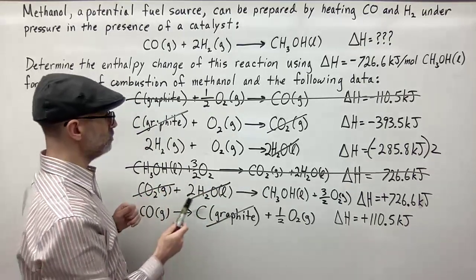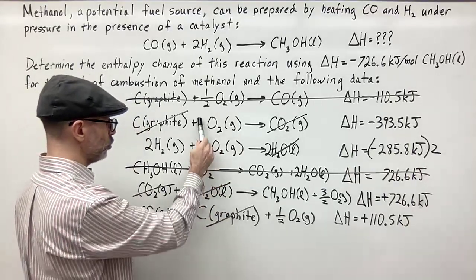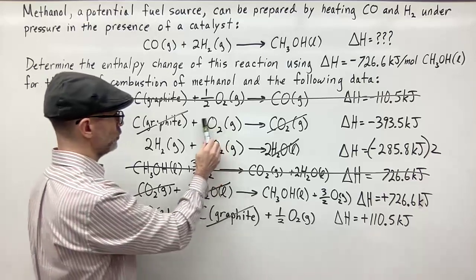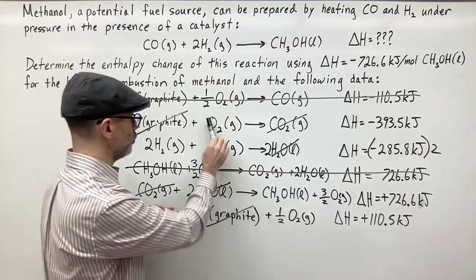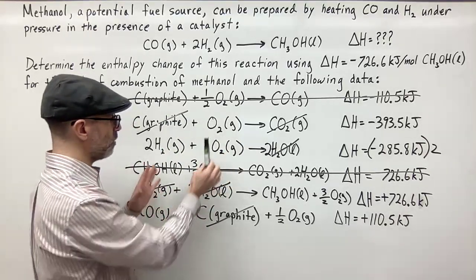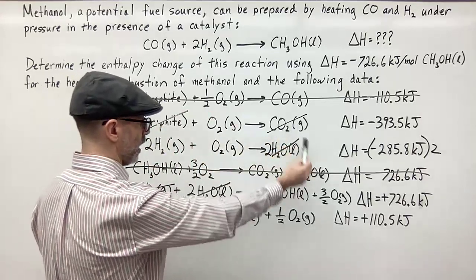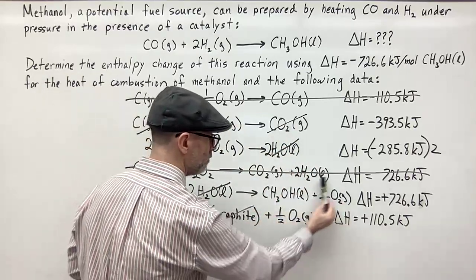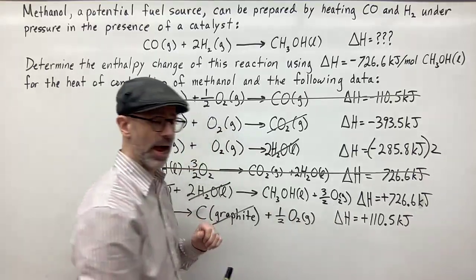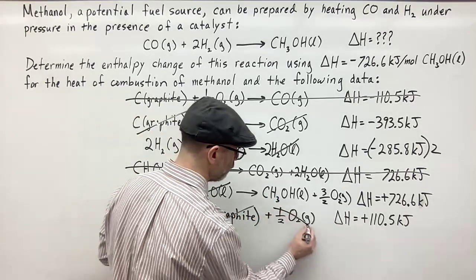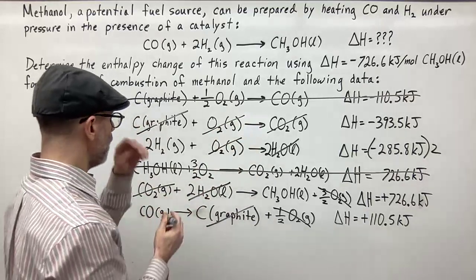Now for the oxygen. Notice here I have 2 oxygens, right? So I have 2 oxygen molecules on this side. Do I have any other oxygens? No. So I have 2 oxygen molecules on this side. So I need 2 oxygen molecules on the product side. So I have 3 halves here of oxygen, and I have 1/2 here. So 1/2 plus 3 halves gives me 4 halves, which is 2. So the half here of oxygen, the 3 halves are going to cancel out with these 2 here. And I think that's it.